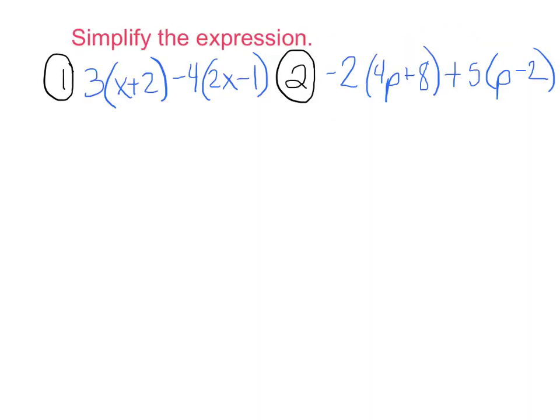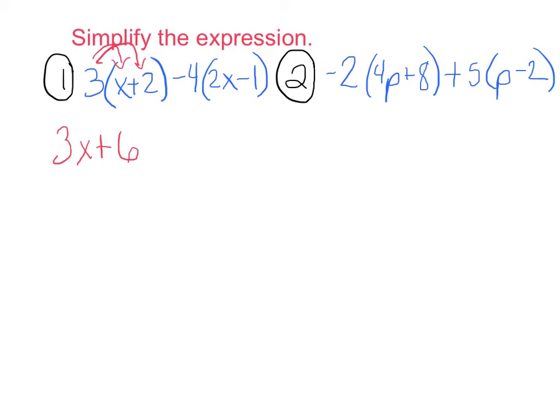Alright, here's where we combine what we learned yesterday and combining like terms. So we're going to be distributing and combining like terms. So if you distribute your 3, you would get 3x, and then 3 times 2 is 6, so 3x plus 6.